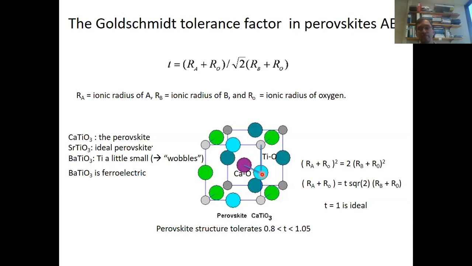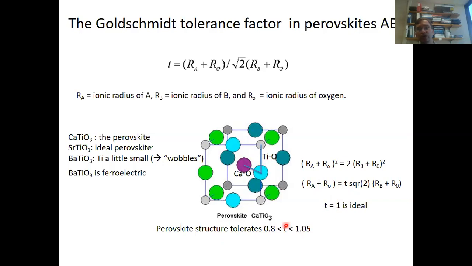However, this value for T does not necessarily need to be 1. The perovskite structure is fairly flexible. T can actually vary between 0.8 and 1.05.